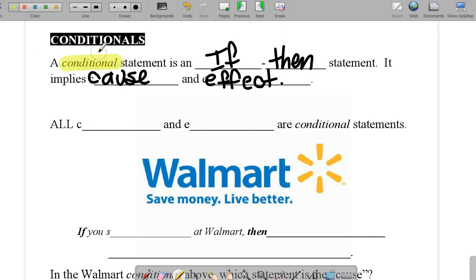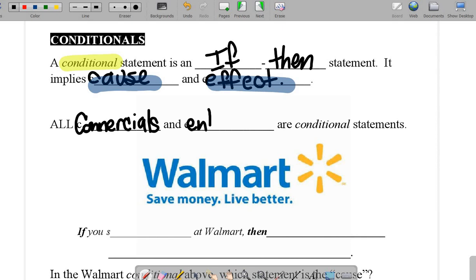Your first vocabulary word. A conditional statement is an if-then statement. It implies cause and effect. All commercials and entertainment pitches are conditional statements. They're implying that if you buy this or watch this or do this, then something's going to happen. Here's a very simple marketing ad.